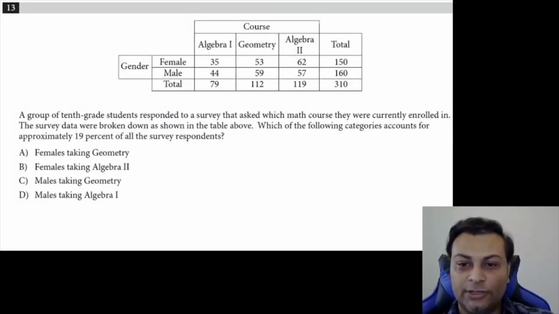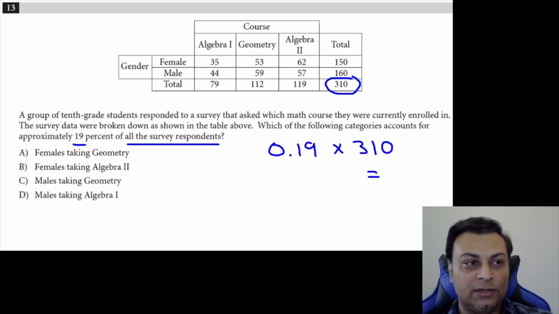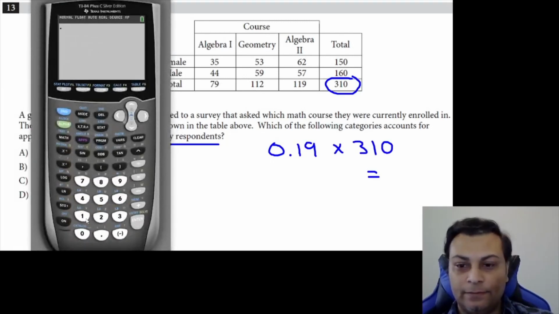Moving on to number 13. A group of 10th grade students responded to a survey that asked which math course they were currently enrolled in. The survey data were broken down as shown in the table above, which of the following categories accounts for approximately 19% of all the survey respondents. Well, there are 310 survey respondents, so 19% times 310 would be 19% times 310, 58.9.